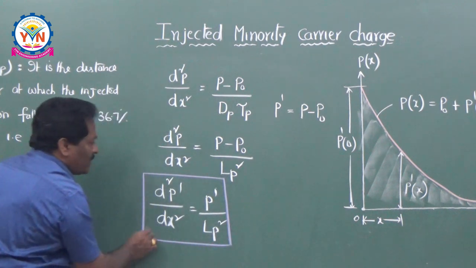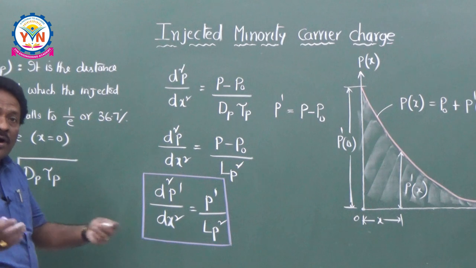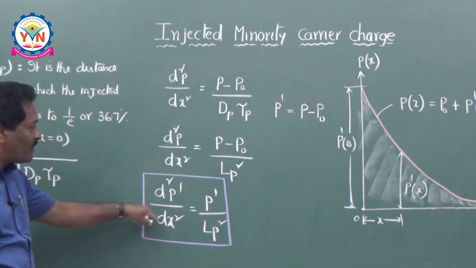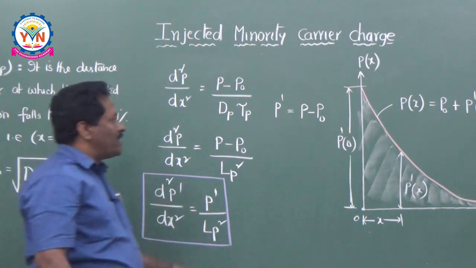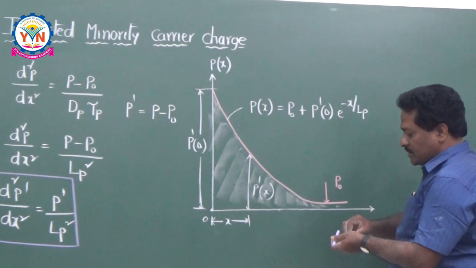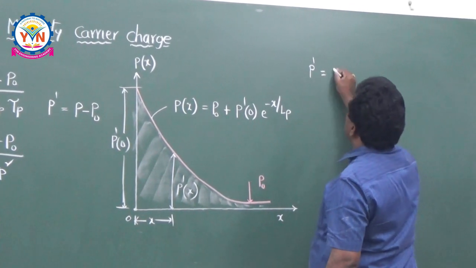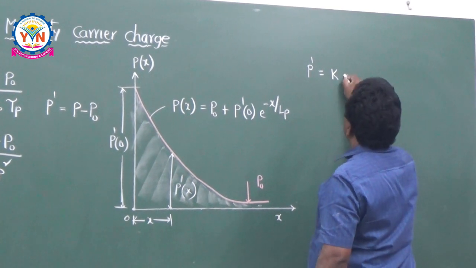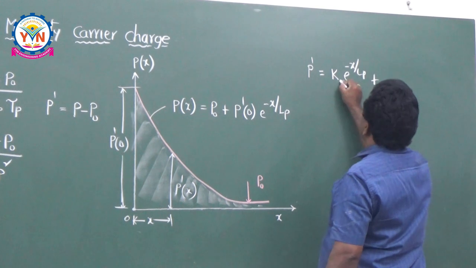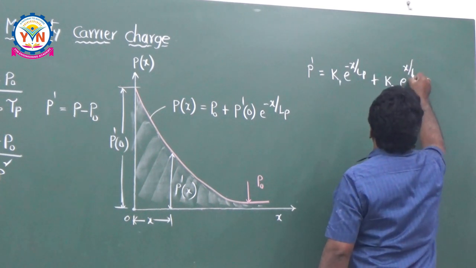Now, as it is a second order differential equation, I can write the solution for this. You know how to write down the solution for a second order differential equation. Of course, it requires two unknowns. So coming to the solution, p dash is equal to some k1 into e to the power of minus x by Lp plus some k2 into e to the power of plus x by Lp.